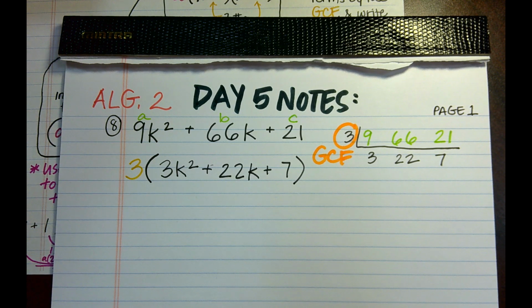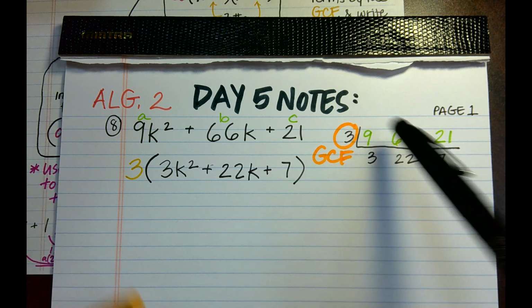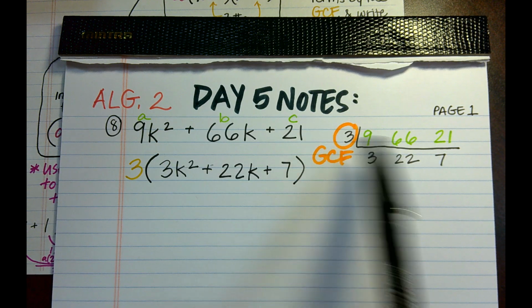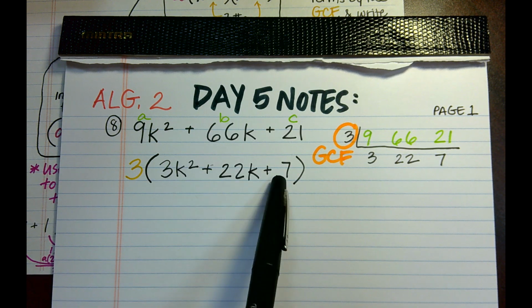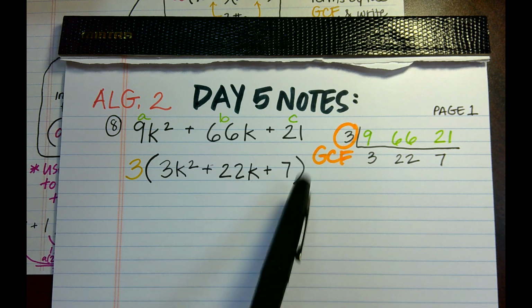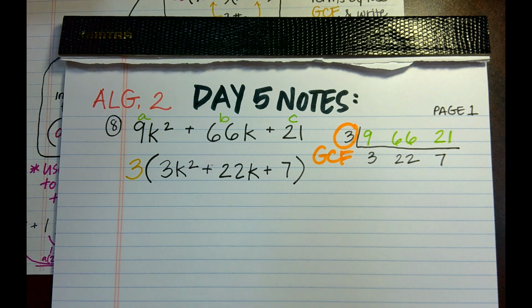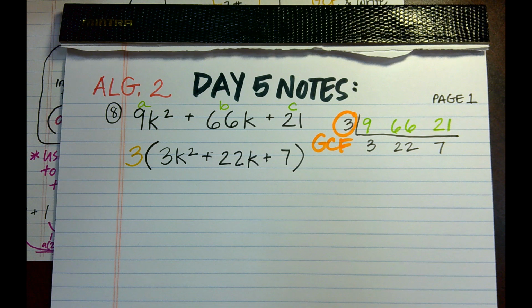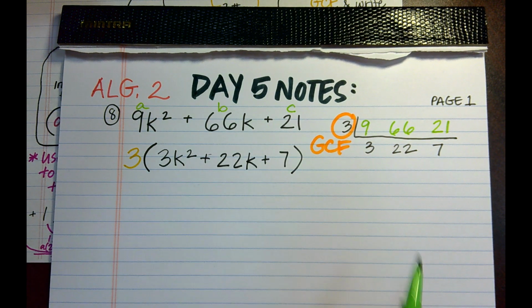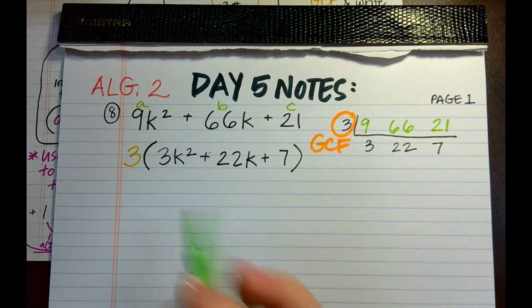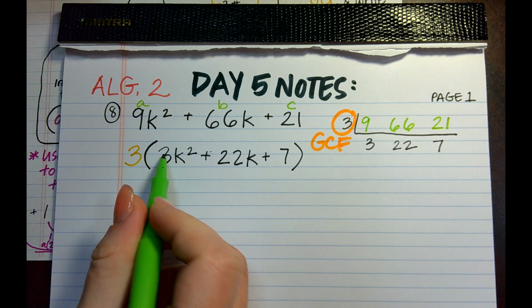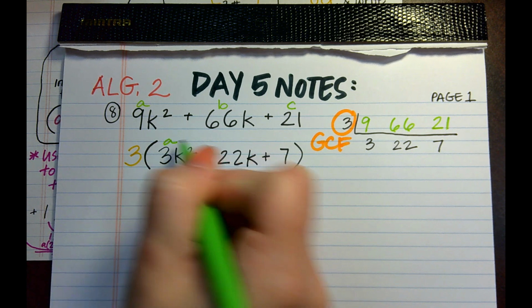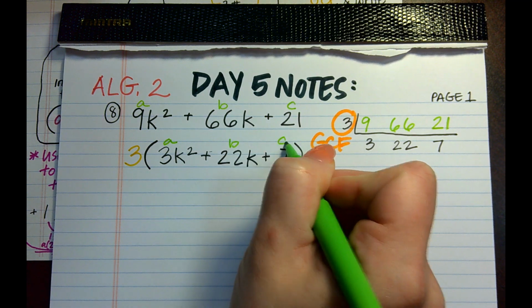Is everybody following to this point? We see what's going on? So we've just divided our quadratic expression by 3. And now we have 3k squared plus 22k plus 7 left over. So now we're going to kind of go back to the beginning. We have A, B, and C again. New values though.